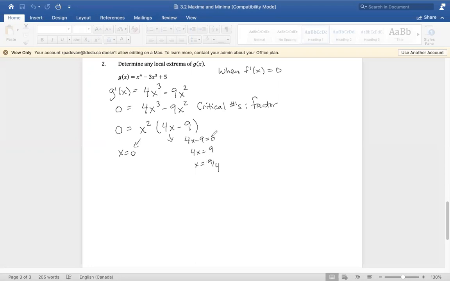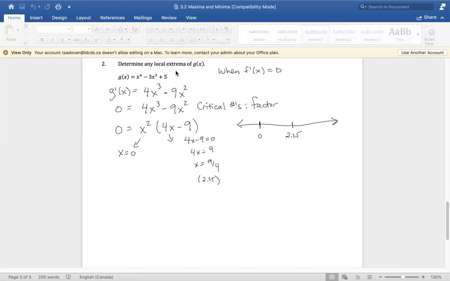So then we do our number line to make sure we're putting the numbers in numerical order from least to greatest. So 9 divided by 4 is 2.25. So the 0 would come first, and then my 2.25, or if I wanted to leave it as 9 over 4.